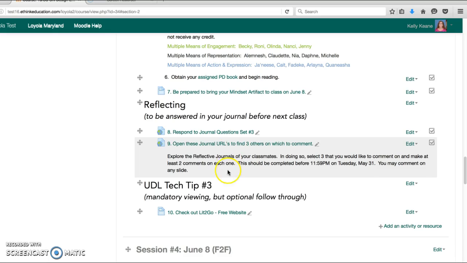And then lastly, you have this optional follow-through activity, but I do want you to look at it at least. It's called Lit to Go, and it has some really strong connections to UDL.